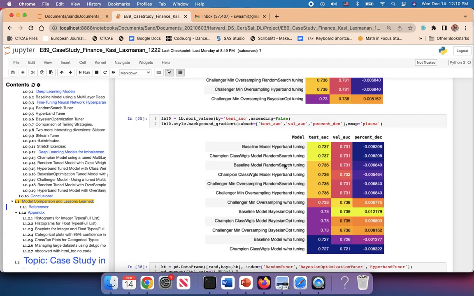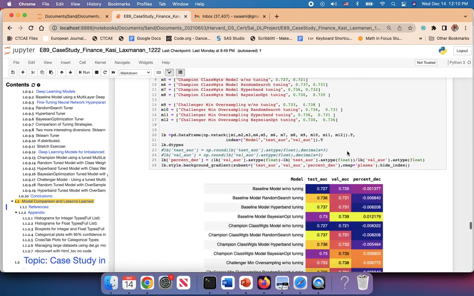So overall, we can conclude that the baseline model hyperband tuner and the class weights model with a random search tuner kind of tied with test AUC, and we could classify them as one of the best models. And then we can also conclude that they generalize very well with a slight increase in the test AUC for both scenarios.